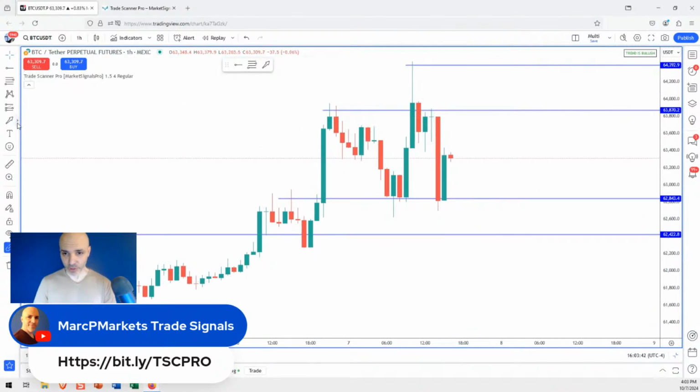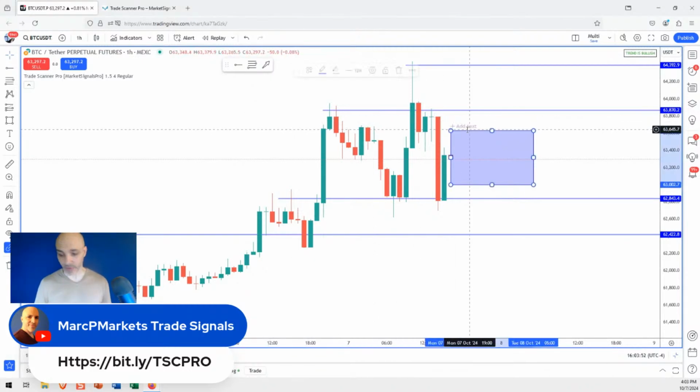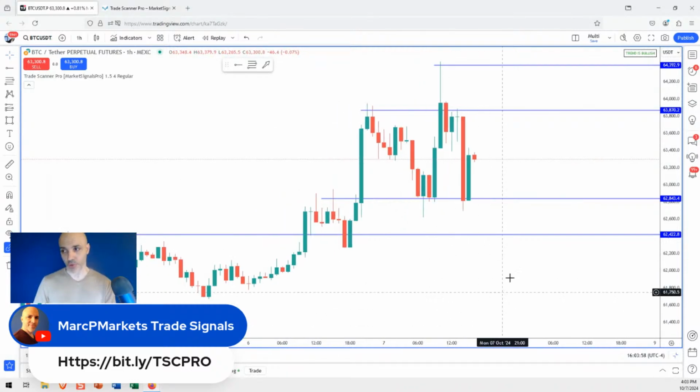Then here, let me draw a little rectangle here. I know that in this area right here, anything can happen. It can go a little higher, it can go a little lower. It's going to be shaky, right? I really don't have any levels to anchor to. I don't have anything. So what do I do? What do I resort to? Do I just short this thing because it popped up a bit and blah, blah, blah?